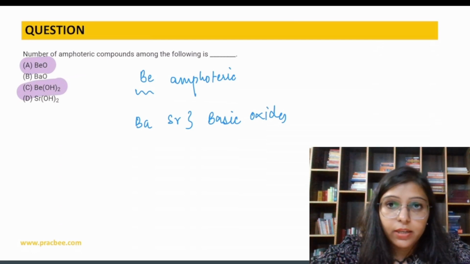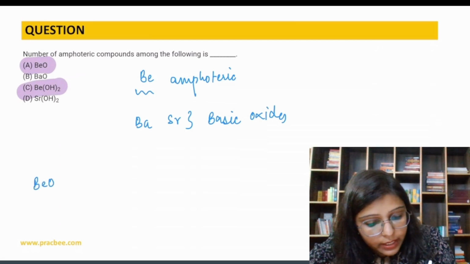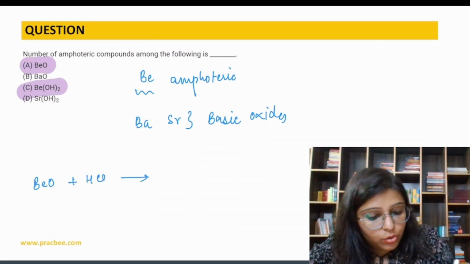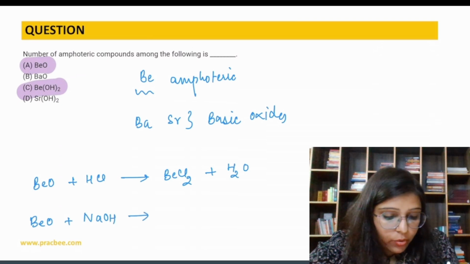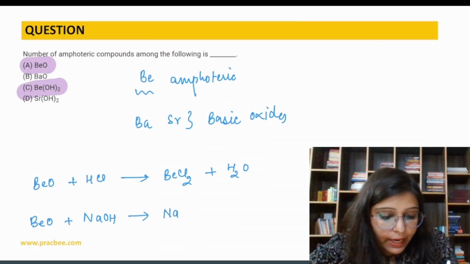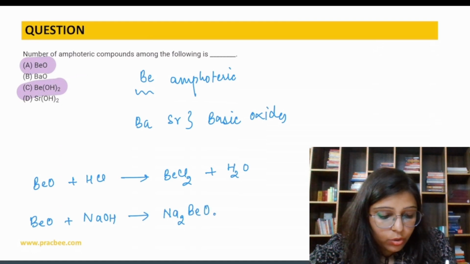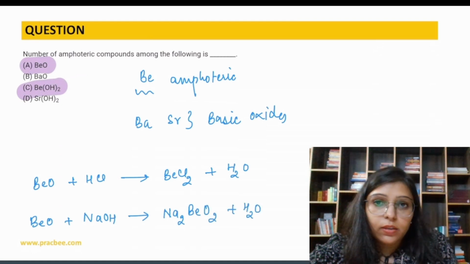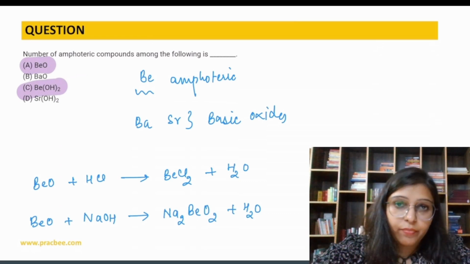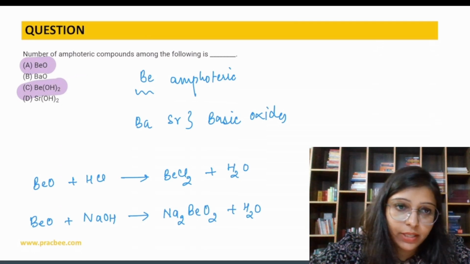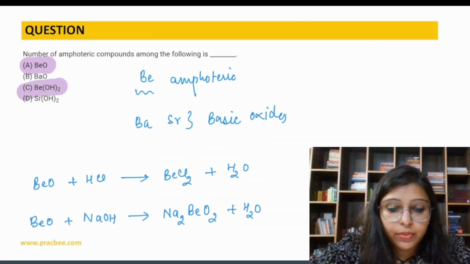It means beryllium oxide can react with HCl to form the salt BeCl2 plus water, and BeO can react with NaOH also, to form sodium beryllate, Na2BeO2 plus water, right? So that's the behavior of amphoteric compounds. Same with beryllium hydroxide.